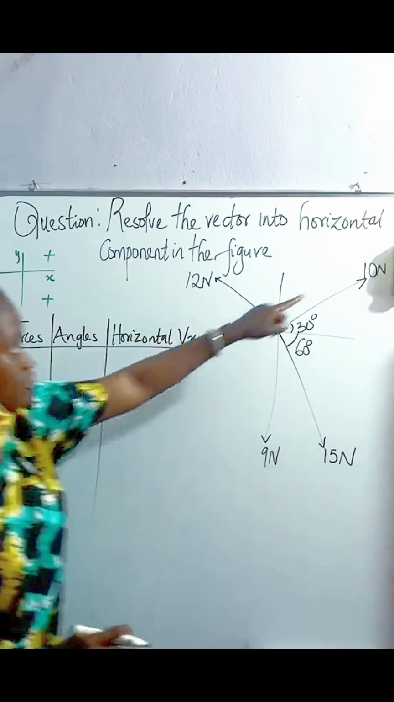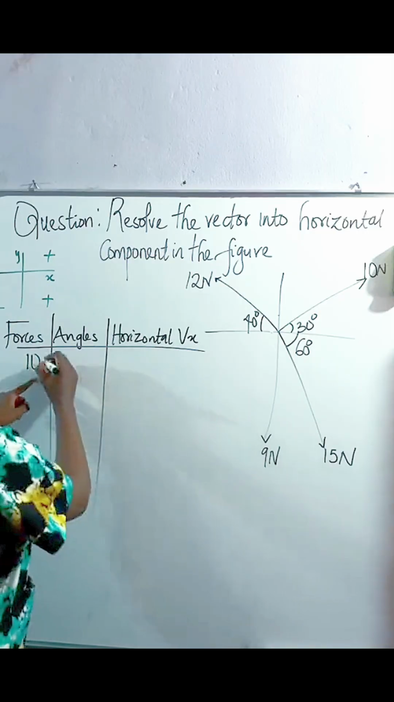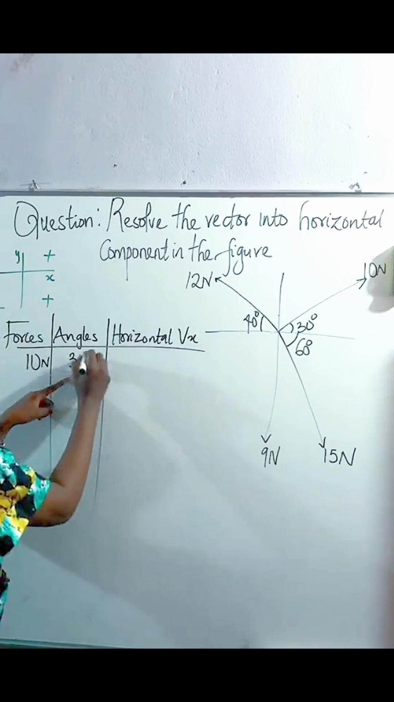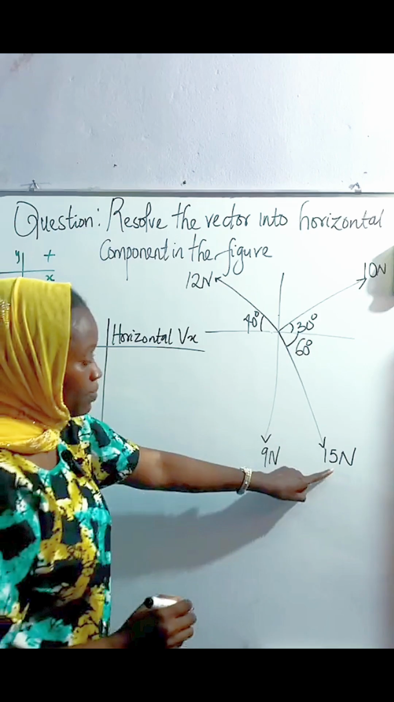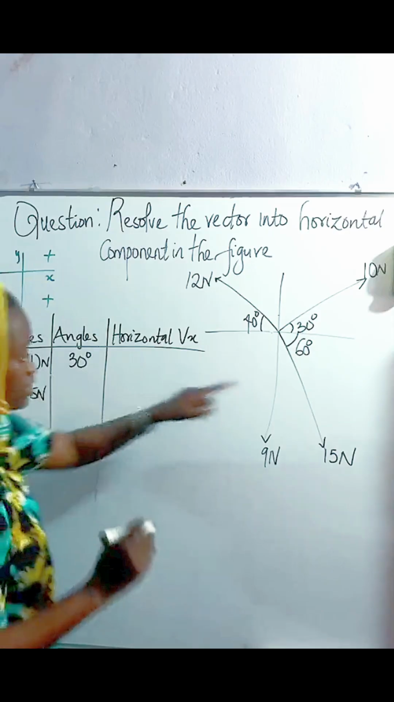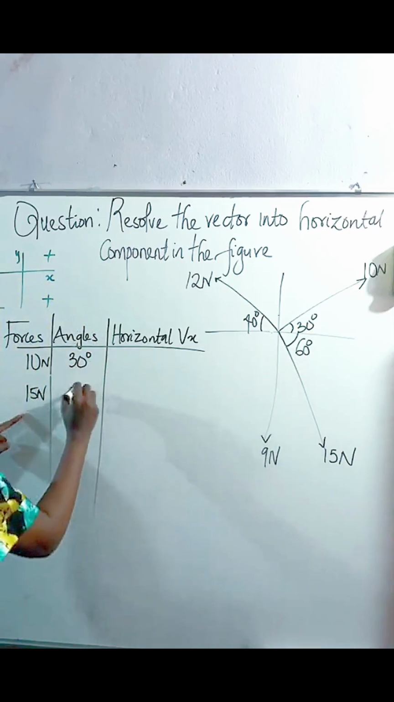The forces, we have 10 Newton first. The angle for the 10 Newton force is 30 degrees. So the angle here is 30 degrees. The next force is 15 Newton, and the angle for 15 Newton is 60 degrees. So here we have 60 degrees.